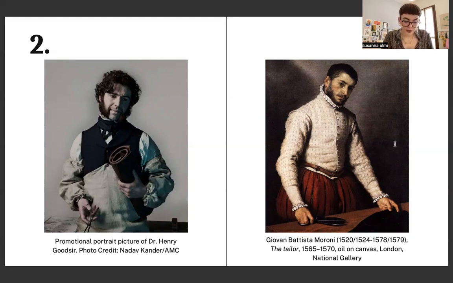however, is the objects that the two characters are holding in their hands. Coincidentally, one of these objects is the same one in both images, and it's a pair of scissors. However, they are similar only in name, since the one Goodsir is holding is a surgeon type of scissor, while the one the man in Moroni's artwork is holding is clearly a tailor's type of scissor.